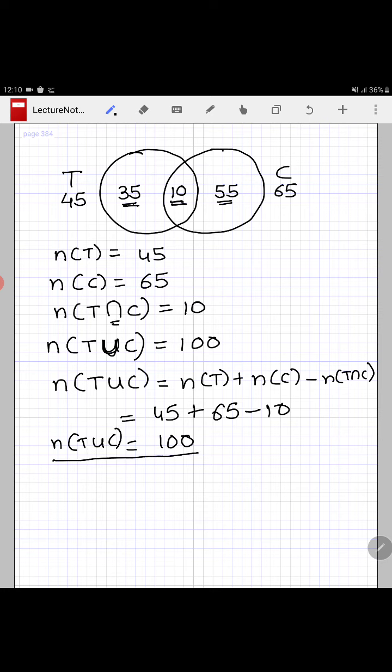So remember the formula. N of all the people counted is the individual numbers, n of T plus n of C, minus the intersection value.